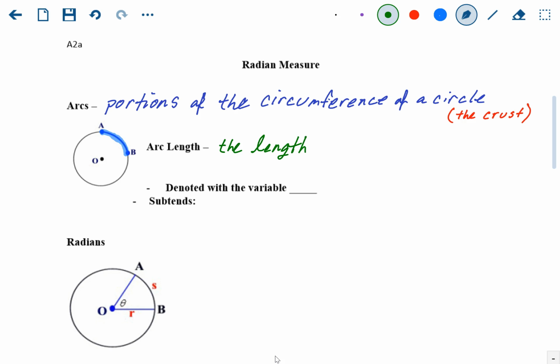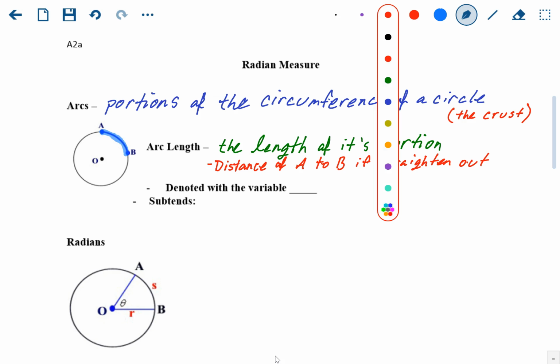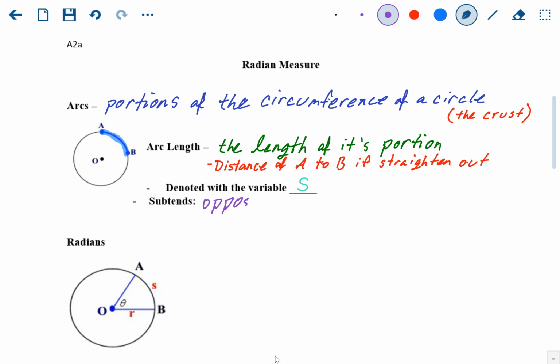The arc length, as you could probably guess, is the length of that portion. If you were to straighten out that A to B portion and measure it, that would be the arc length. So it's not the direct distance between A and B, it's the entire length of that arc. Put it against a ruler or something. We denote the arc length with the letter S. That's the symbol we're going to be using to denote arc length.